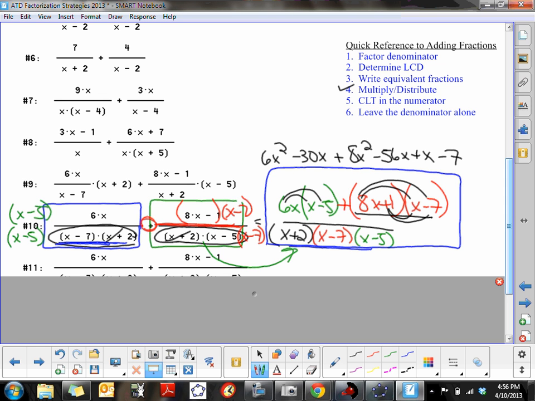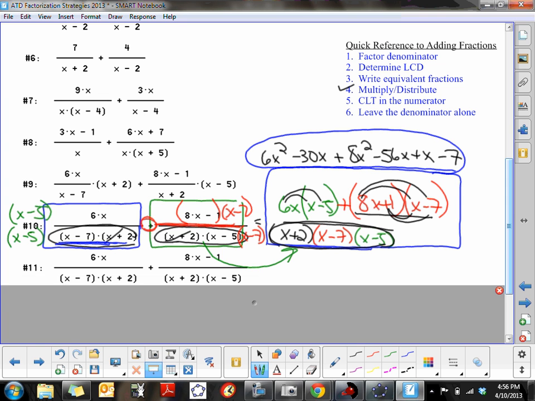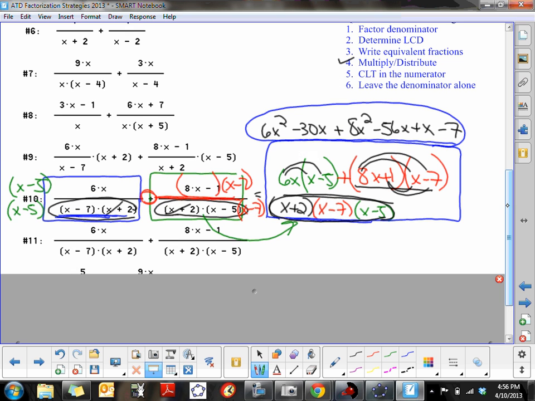Okay, once we get the common denominator established, you don't have to mess with it again, just leave it. The only thing left to do is to take your numerator, which is this beast right here, and start collecting all the things they have in common. So I'm going to write that below here. We got a 6x squared and an 8x squared, which is 14x squared. We have a negative 30x, a negative 56x, and then a positive x.